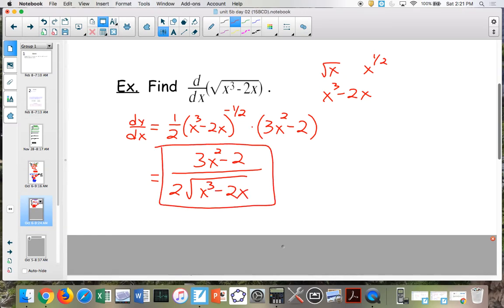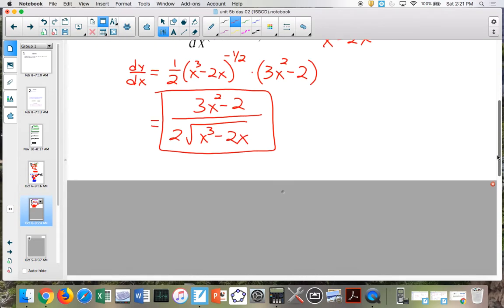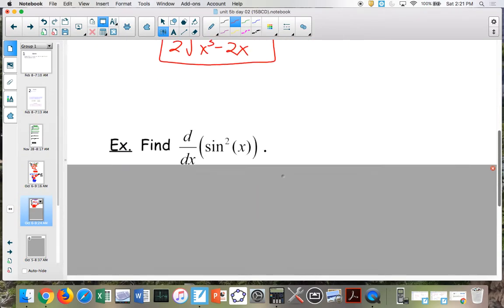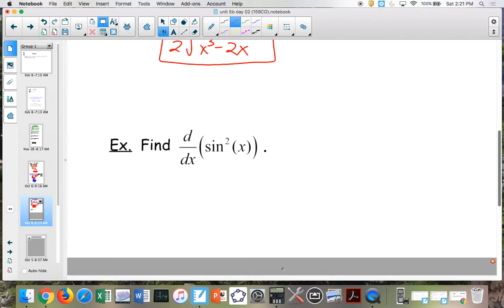But there's many different forms. And if you leave it actually the way I had it before, that would be fine as well. Clear as mud. Let's do another one.